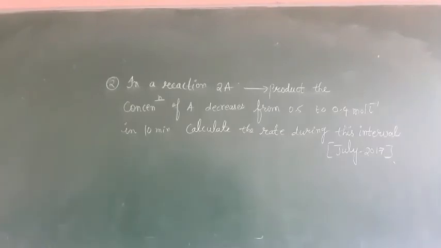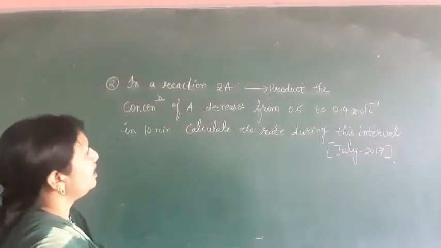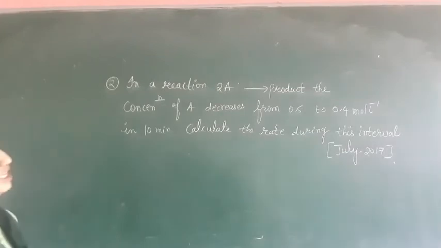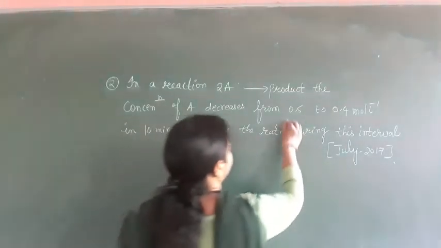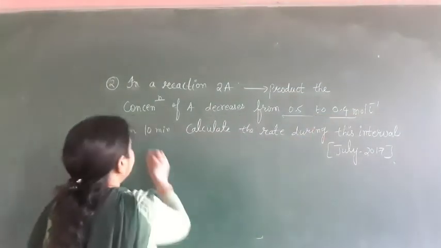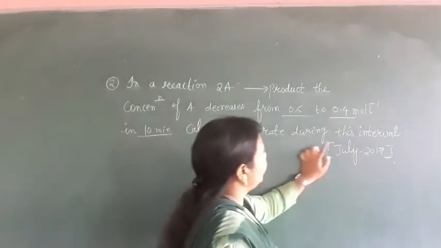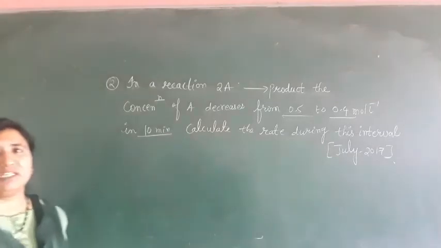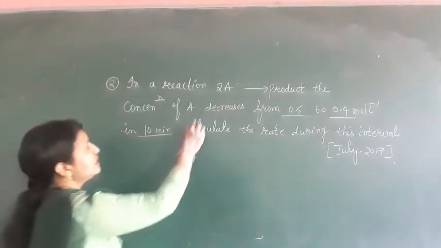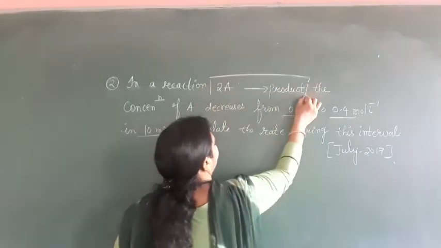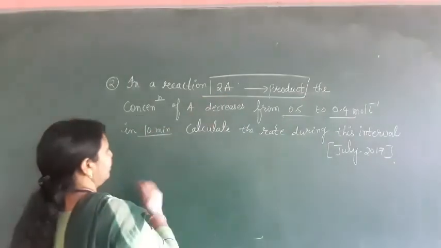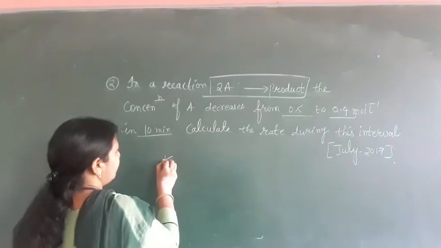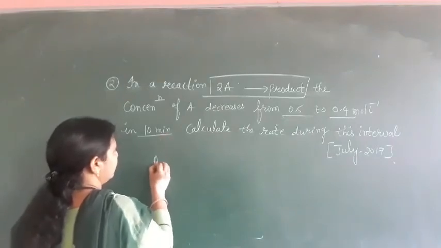Okay, next question, see here. In a reaction 2A gives product, the concentration of A decreases from 0.5 to 0.4 in 10 minutes. Calculate the rate during this interval. This reaction is given here, 2A gives product. So for this reaction, what will be our rate here? The average rate.